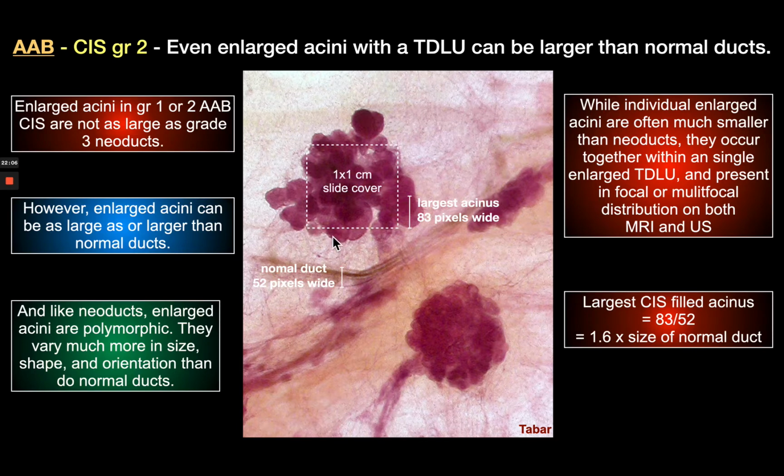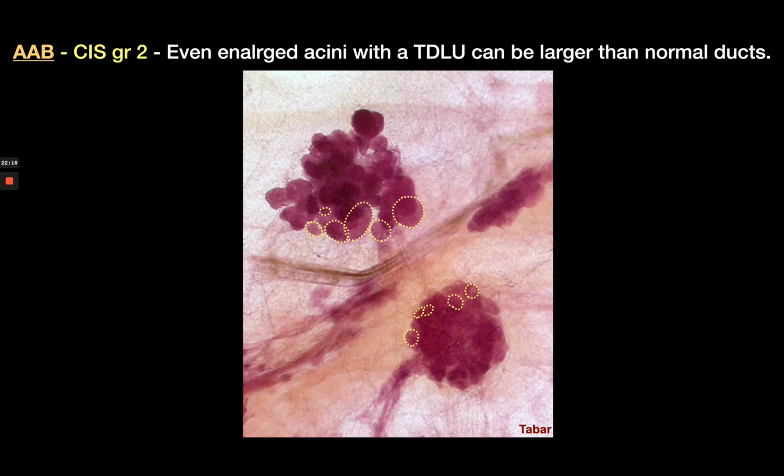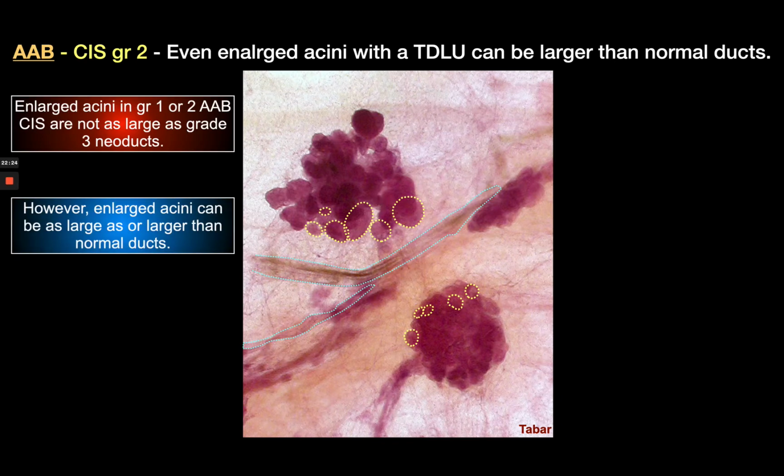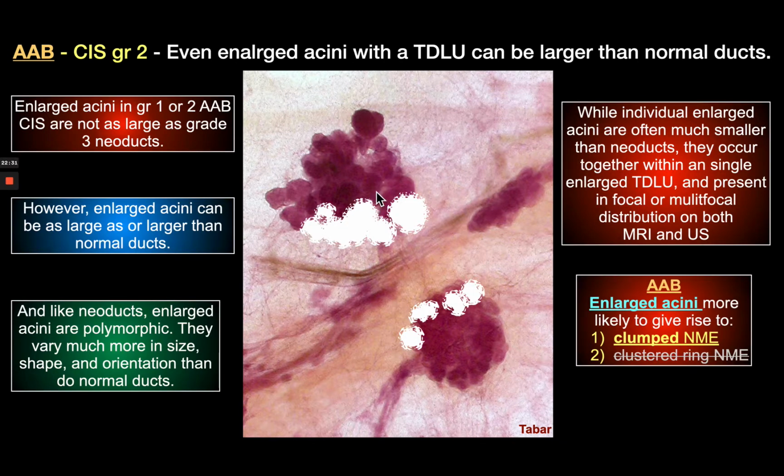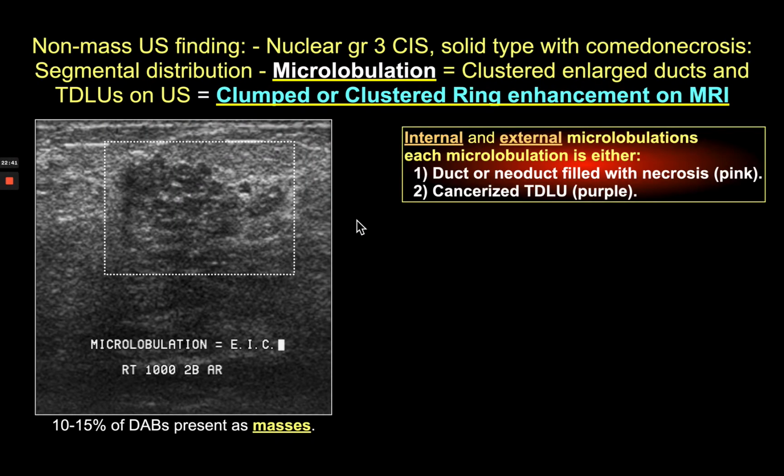Again, this is showing what might be on a 1 by 1 millimeter slide. If all you're seeing is enlarged acini and you have no frame of reference, you don't know whether you're dealing with a duct or an acinus. Again, notice the polymorphism. The acini vary greatly in size, shape, and location. But since they're smaller, they're more likely to present as clumped enhancement rather than clustered ring. So when we do see non-mass enhancement on MR, the AAB is more likely to show up as clumped rather than clustered ring, simply because of small size.